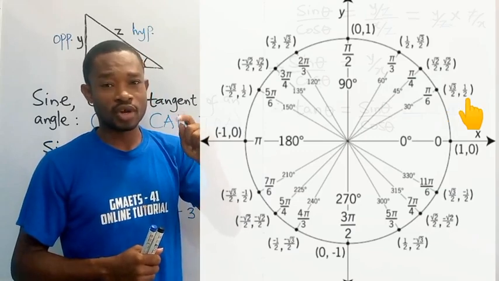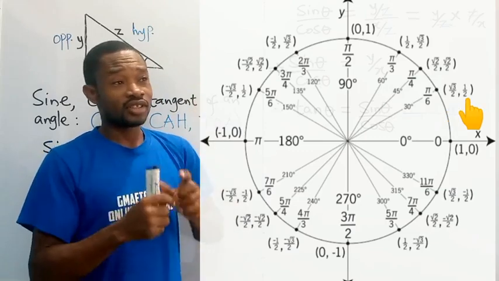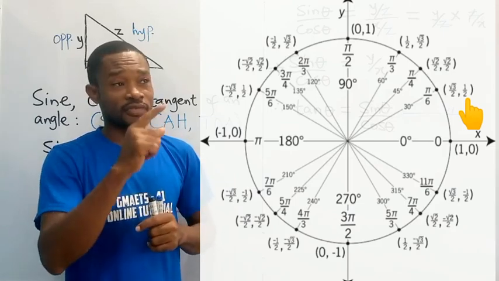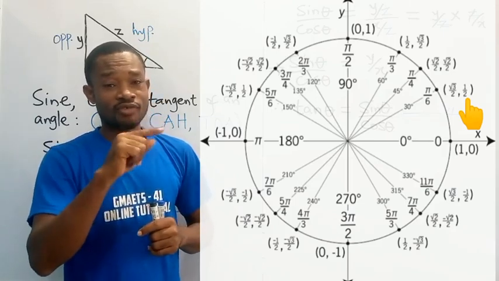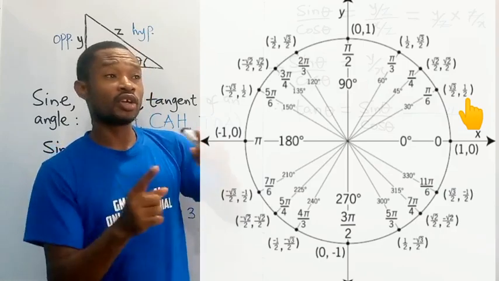Sine 30 is 1 over 2. That is why in that line of 30 degrees, just outside, you have square root of 3 over 2, and then comma, you have 1 over 2. You can move on also to the next line.